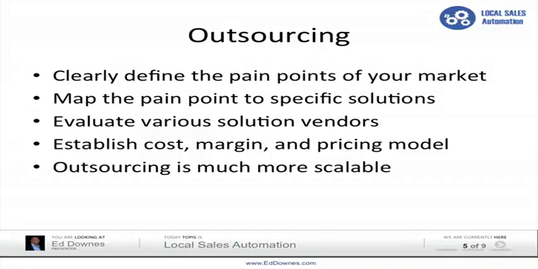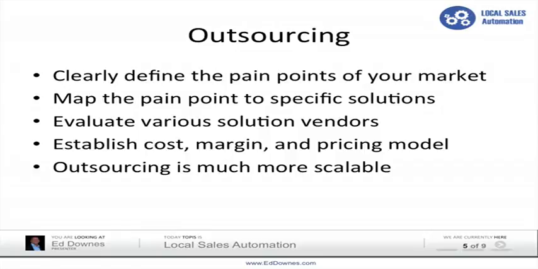Evaluate various solution vendors. Once you figure out what the pain points are for your target market and then map the solutions to solve those pain points, you're going to evaluate what your options are for vendors that can help solve those pain points. And then you're going to establish your cost, your margin, and your pricing. How much is it costing you to fulfill the services, both from outsourcing plus any administrative work you have to do? How much is your markup or your margin going to be? And then what are you going to be charging? What's your pricing model going to be?